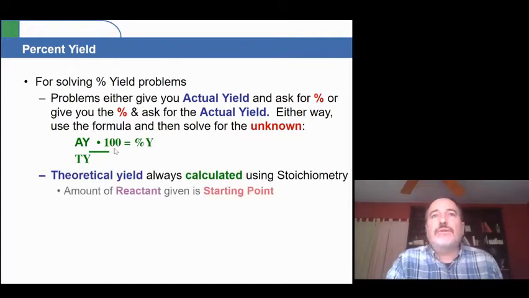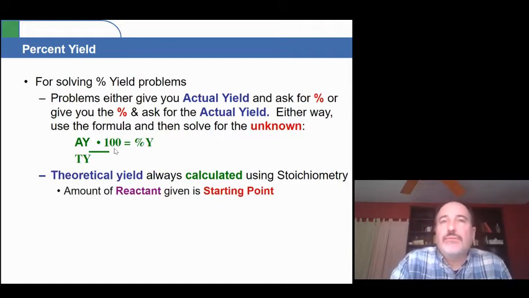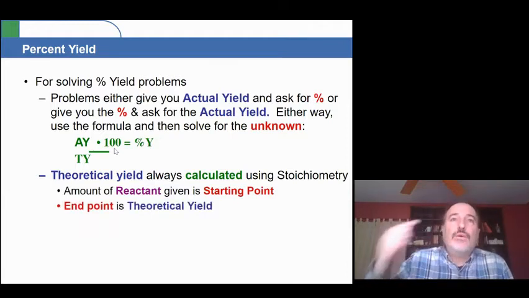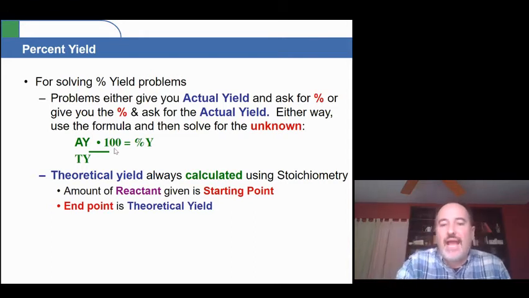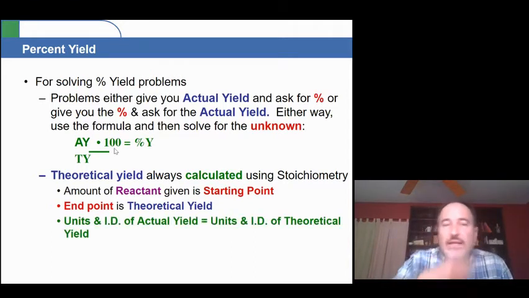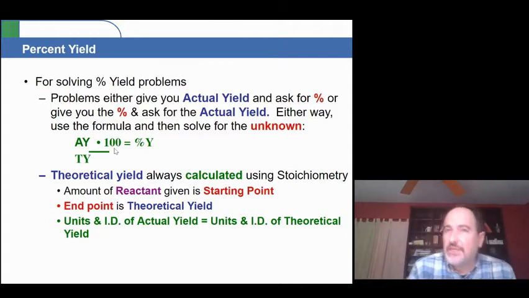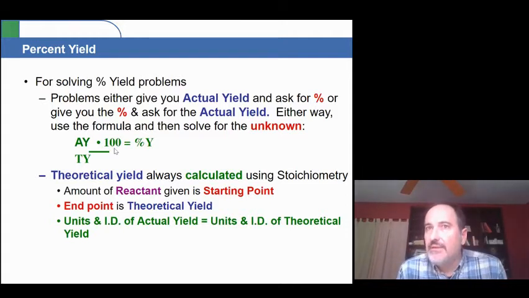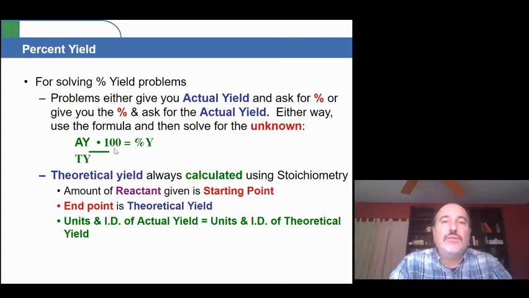But regardless, theoretical yield is always calculated using stoichiometry. And remember, you use the reactant as the starting point, and the end point is going to be your theoretical yield. It is going to be that product that you're looking for, or that product that they've already given you the actual yield for. So you see here, the units and identity of the actual yield are going to be the same as the units and identity of the theoretical yield. That tells you what you're going to be looking for.